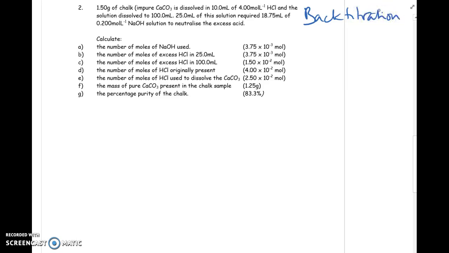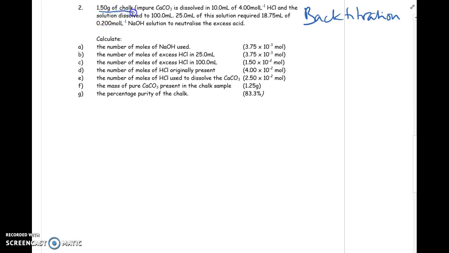Now with a back titration, for whatever reason, the substance that you're trying to find out cannot be dissolved in water. So it has pretty limited solubility. So instead, you either dissolve it in excess acid or in excess base. And then you titrate the excess. So let's look at this example.